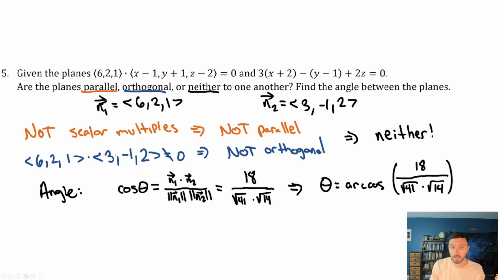To test if they're orthogonal, I'm just looking at the two normal vectors. I'm looking to see if the two normal vectors create a right angle. And if they do, then it's orthogonal. And that's just not the case, right? If I take the dot product between these two normal vectors, it's not 0, so it's also not orthogonal. So I proved that it's not parallel and it's not orthogonal, so it must be neither. They intersect at some angle.